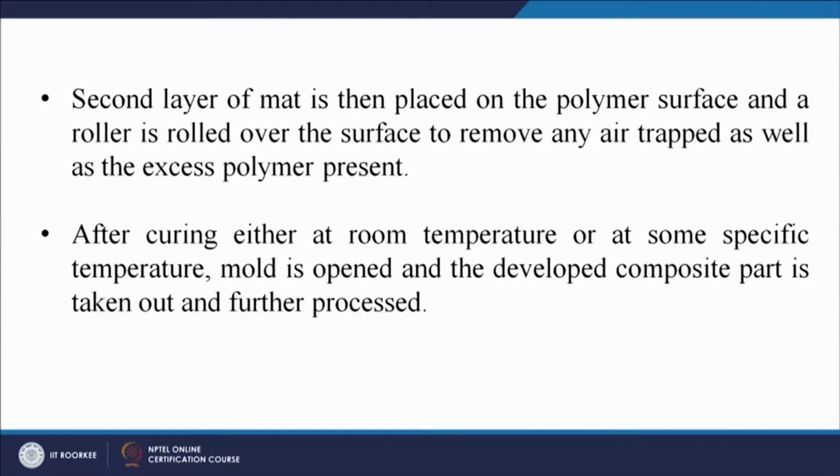Second layer of mat is then placed on the polymer surface and a roller is rolled over the surface to remove any air trapped as well as the excess polymer present. I have already explained this in much more detail as it is given on the slide. We have to roll out the excess resin. We have to avoid the formation of air bubbles or voids. The consolidation process or the rolling process will help us in achieving both these objectives.